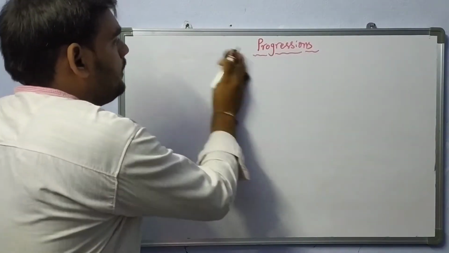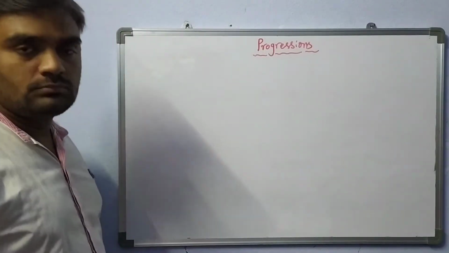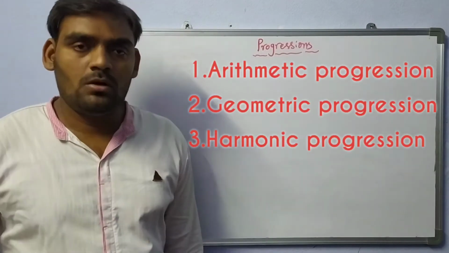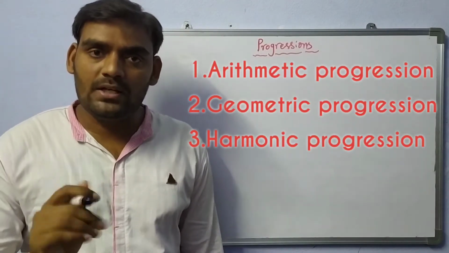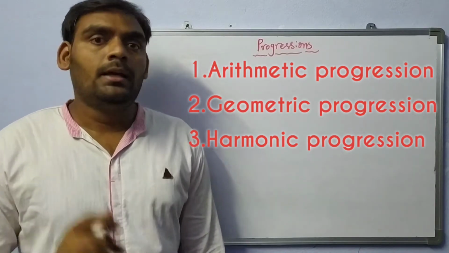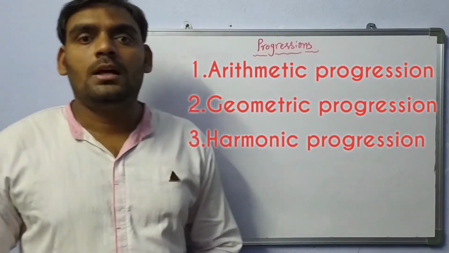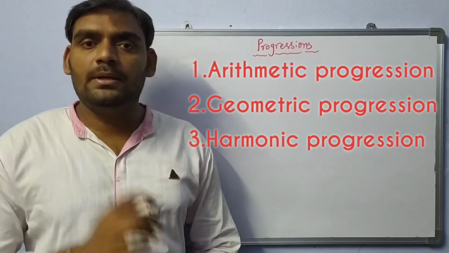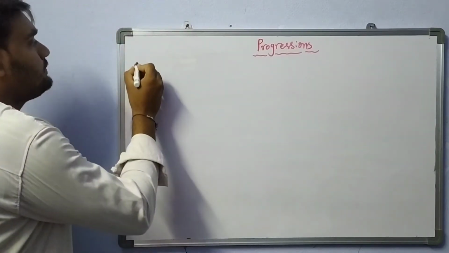Next, progressions are classified into 3 types. One is arithmetic progression, another one is geometrical progression, and another one is harmonic progression. In this video, I am going to explain arithmetic progression.